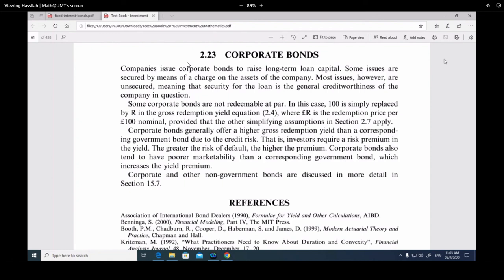Kalau dia default bermaksud dia bankrupt, dia tak boleh bayar kita. Dalam berhutang ni kita ada perkataan default. Bila kita beli bond, kita beri hutang kepada corporate, ataupun kalau government bond, kita bagi hutang kepada government. Government biasanya tak default. Dia akan cari jalan macam mana pun supaya government tu bertahan.